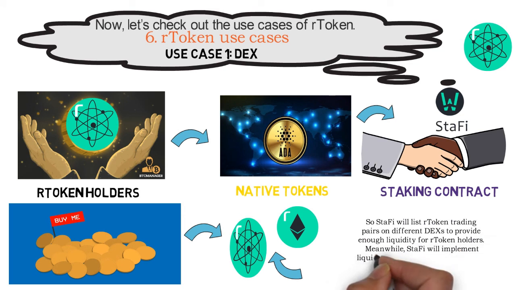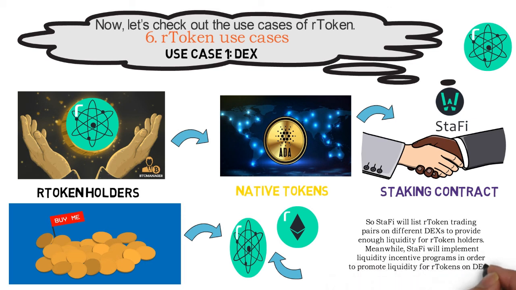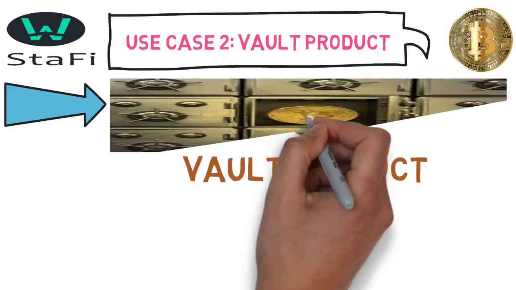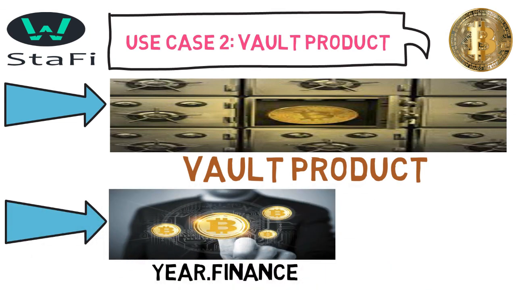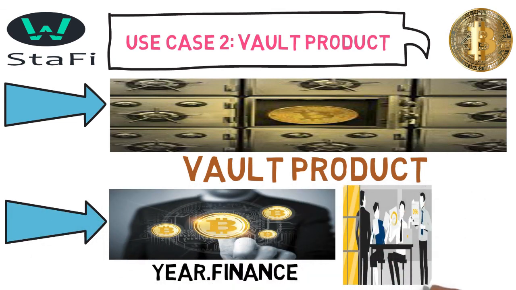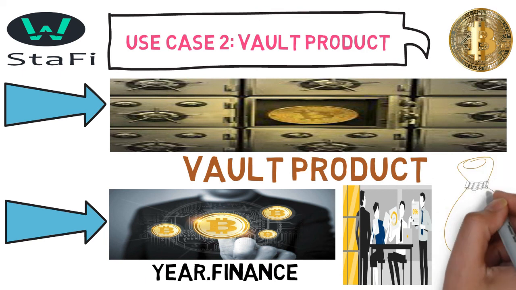Meanwhile, Stafi will implement liquidity incentive programs in order to promote liquidity for rTokens on DEXs. Now, users could trade rETH on Curve and Uniswap. Use case 2. Vault product. Stafi will cooperate with vault products such as Yearn.Finance to help rToken users to maximize profits from yield farming.